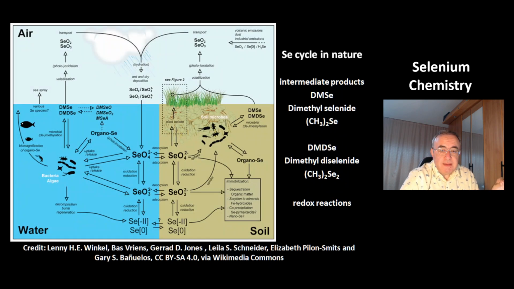This is a picture of the selenium cycle in nature. You can see there are two intermediate products, DMSe and DMDSe. That's dimethyl selenide and dimethyl diselenide. And you can also see that in nature the redox reactions can go in both directions. You can have an oxidation and a reduction.